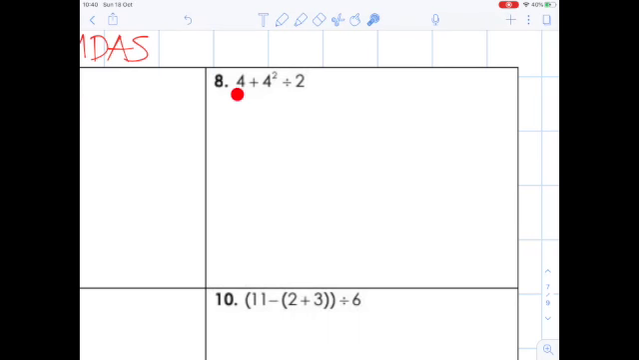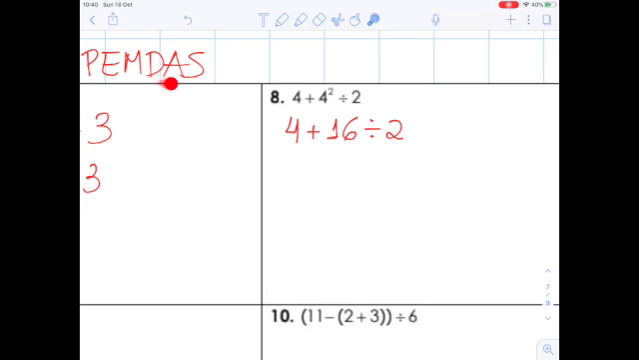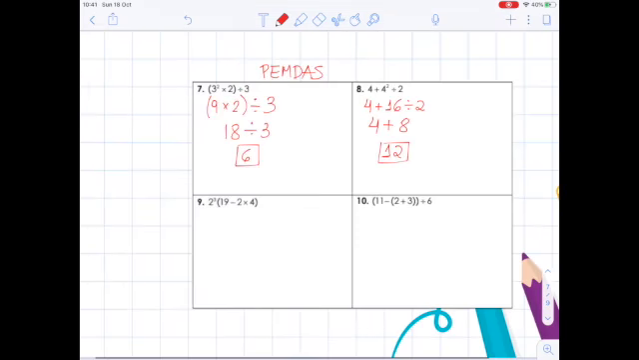Number 8, once again, I have 4 plus 4 squared divided by 2. So what do I do first? Addition, exponents, or division? And the answer is exponents. So everything else I'm going to copy. 4 plus 4 squared, 16, divided by 2. Now, which one do I do? The addition or the division? And hopefully you'll be able to see it as division before addition. So I'm going to keep the 4 plus 16 divided by 2 is 8. 4 plus 8, 12. All right, very good.